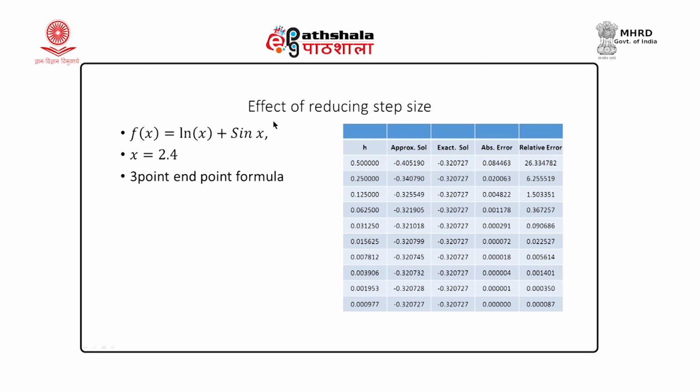So, as expected, truncation error is of the order of h square. As we reduce h, our error term will go on decreasing. So, 0.5, we are making half of the previous one, and the approximate solution is approaching near the exact value 0.320727. See, when h has become 0.003906, it is 0.320732, and for 0.000977, the approximate solution has become almost the same, it is 0.320727, leading to absolute error 0.